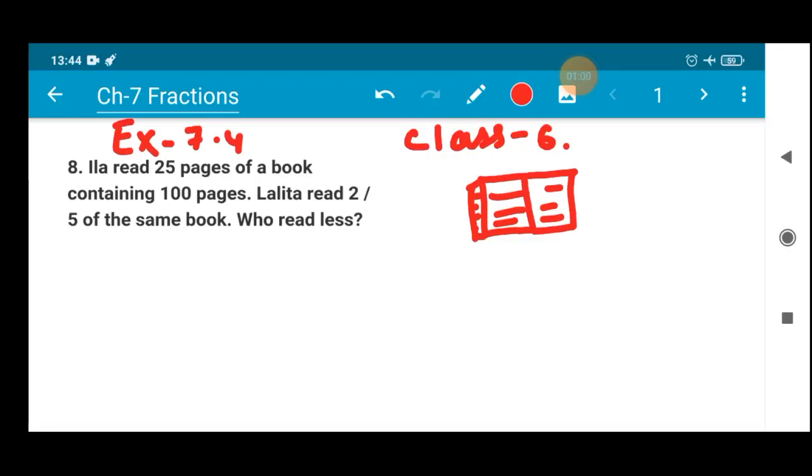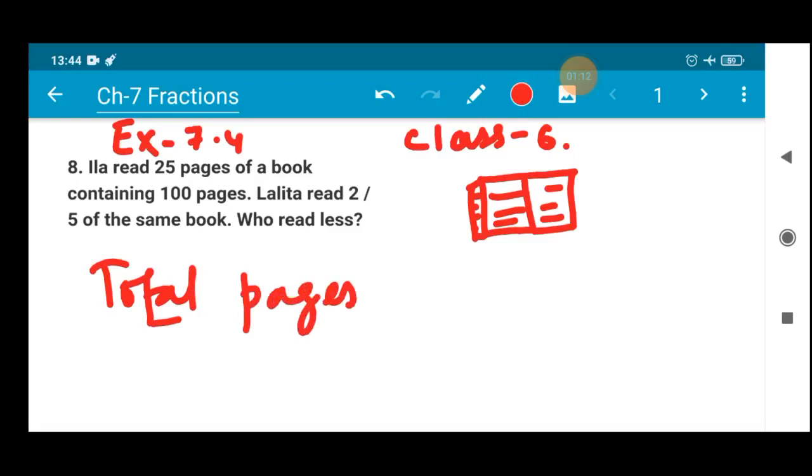Now who is reading less? That you have to calculate. Very easy. This is a form of a fraction. Alright, so first of all, let us write total pages. Total pages a book has is equal to 100 pages. In one book there are 100 pages.